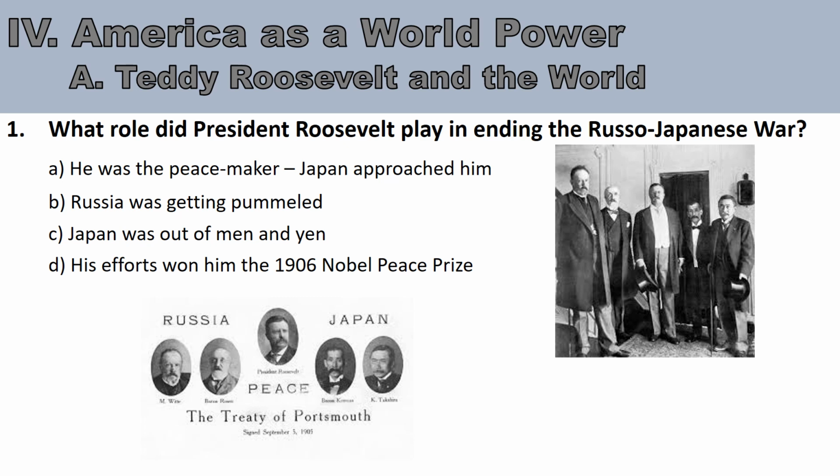So Japanese officials approached President Roosevelt in secret to ask him to mediate peace negotiations. These negotiations will eventually take place in the United States in Portsmouth, New Hampshire, and will become known as the Treaty of Portsmouth. But the successful efforts of Teddy Roosevelt in negotiating the Treaty of Portsmouth will eventually end up helping him win the 1906 Nobel Peace Prize.